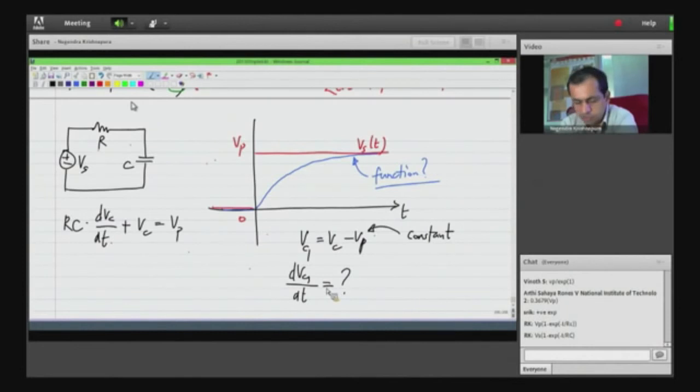What is dVc1 by dt? So please tell me what is dVc1 by dt if Vc1 is Vc minus Vp. Okay.